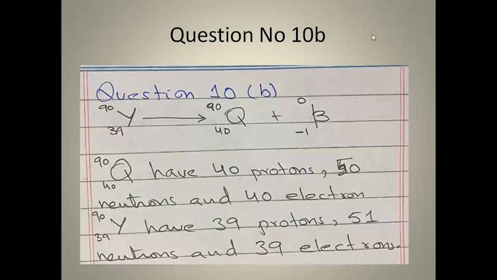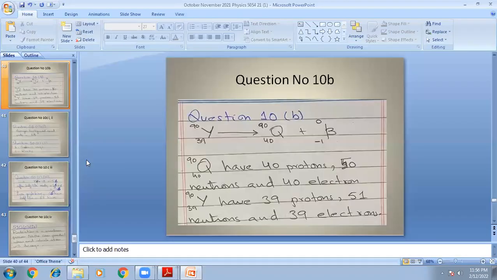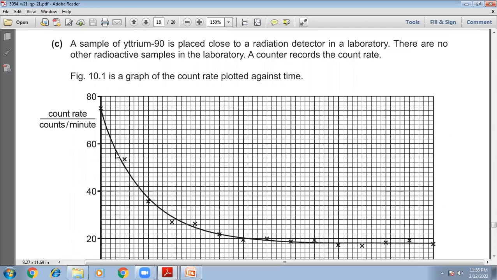Okay, so the yttrium goes under the beta decay. So whenever a beta particle is given out, the daughter nucleus proton number is one more than the parent nucleus, and the nucleon number or the mass number do not change. So the Q 40, 90 has 40 protons, 50 neutrons, and 40 electrons. And the yttrium 39, 90 has 39 protons, 51 neutrons, and 39 electrons. So this is how you can write this answer. Hopefully you understand. It's a 3 marks question.